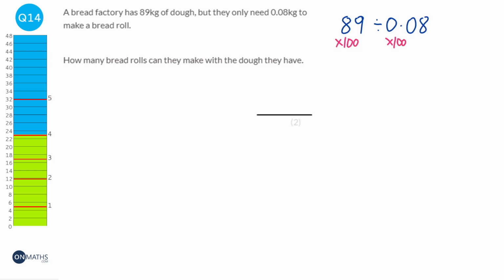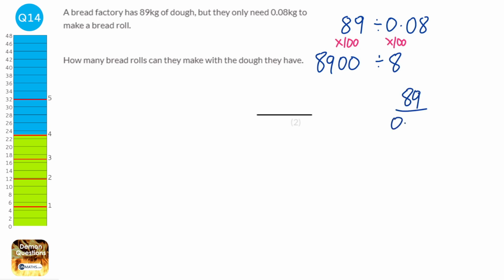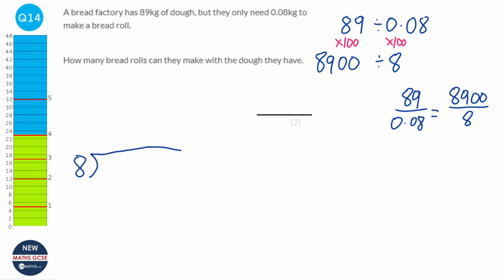because it will make the division a lot easier, because it will make this right hand side, instead of 0.08, it will just make it 8. The reason we can do that is 89 divided by 0.08 is the same as 89 over 0.08, and as a fraction we can just times top and bottom by 100, so it would be this over 8. So now we can do the bus stop method. So 8 on the outside, and in fact I might use a straighter line here. There we are.